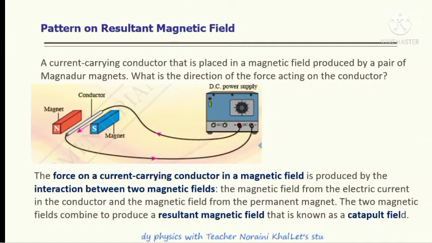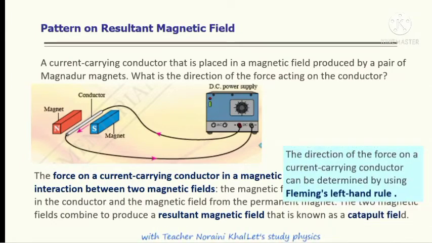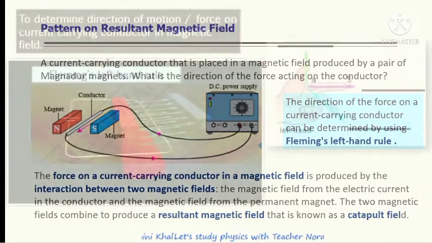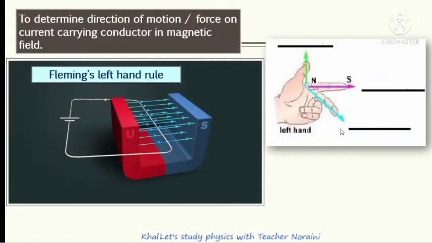Now we want to try to sketch the pattern for the resultant magnetic field or catapult field. And then direction of force that acts on the current carrying conductor can also be determined by using Fleming's left-hand rule. What is this Fleming's left-hand rule?